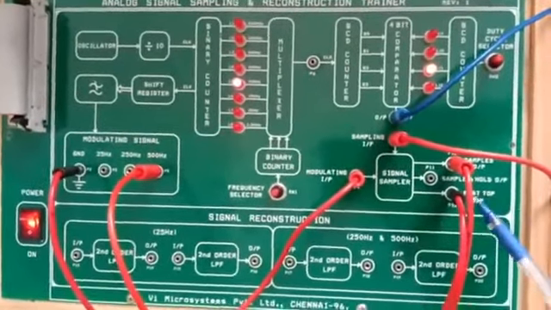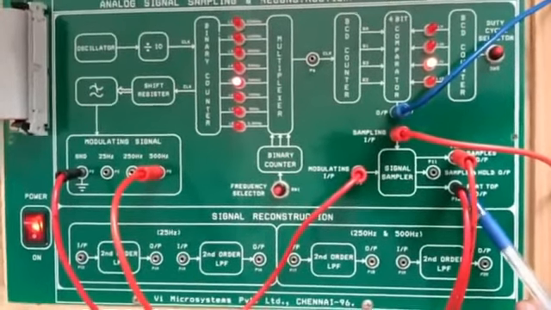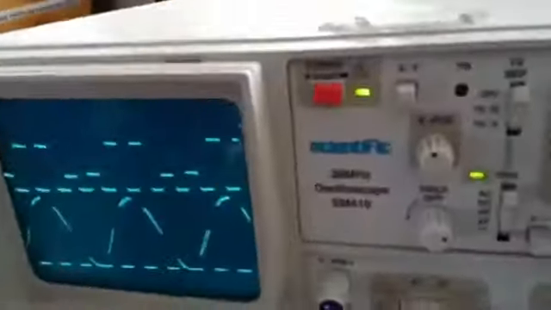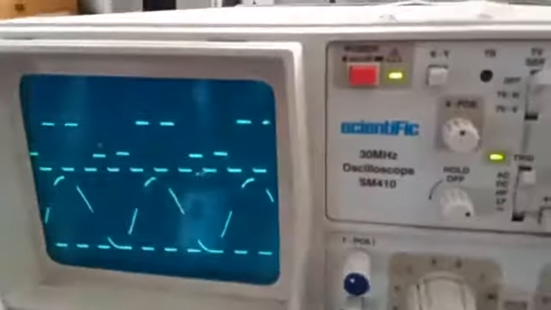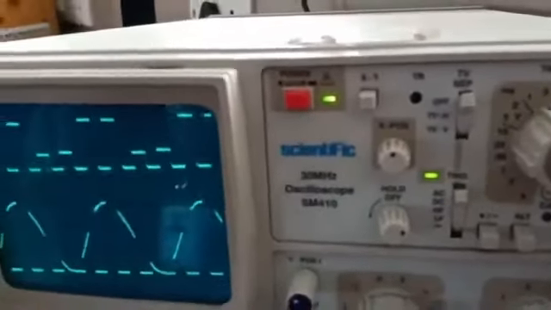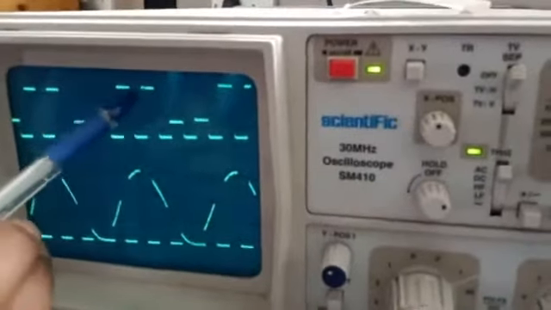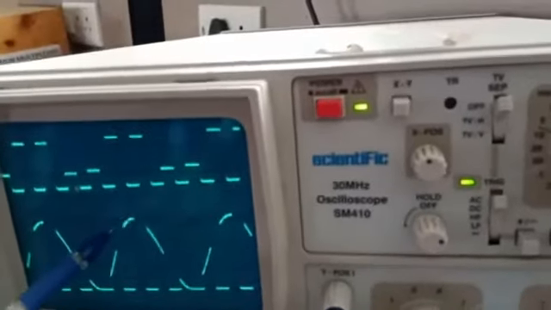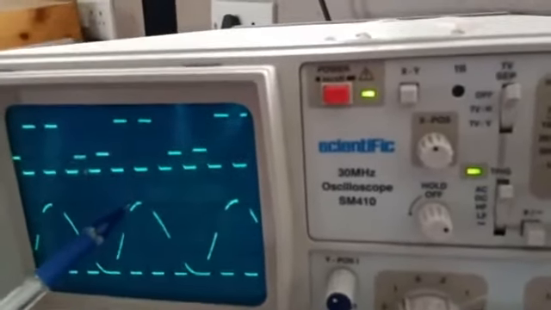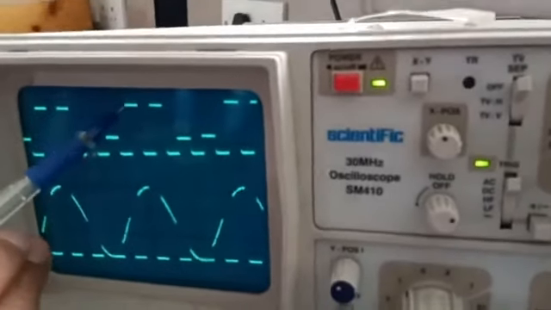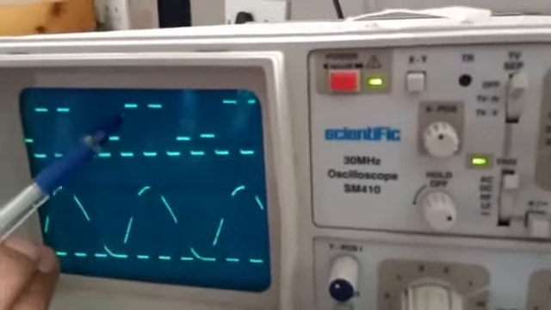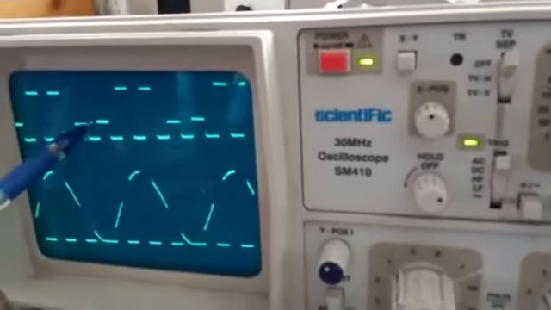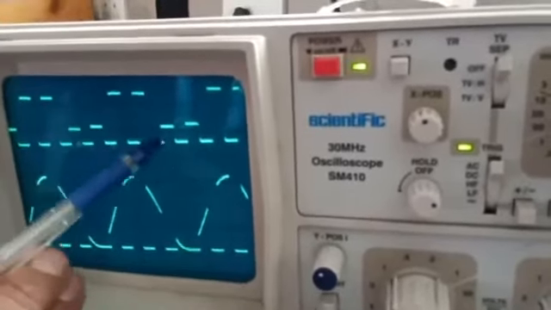Now we are measuring the flat top output, right? For that I am going to connect the CRO at this position. So flat top sampling, the top of the sampled pulse, right? This is the sample and hold circuit output. Here the top of the pulse output will be flat, whereas in the previous case, natural sampling, the sampled pulse just follows the shape of the input signal. Here, instead of following the shape of the input signal, the top of the sampled pulse will be flat.